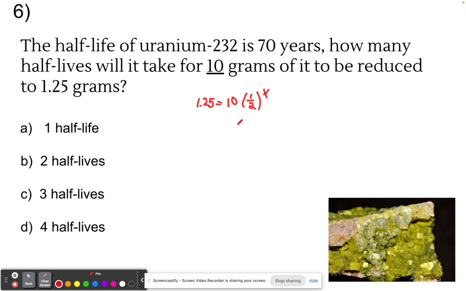2 half-lives, if I put 10 times 1/2 to the 2nd power, that would be 1/4 of 10, which is 2.5, but about to the 3rd power. Oops, that should be 1/2. I wrote the 3 there accidentally. 1/2 to the 3rd power is 1/8. 1/8 times 10 is 1.25. So that is my correct answer. Now, how many years is that? That's 210 years. Remember, each half-life is 70 years.